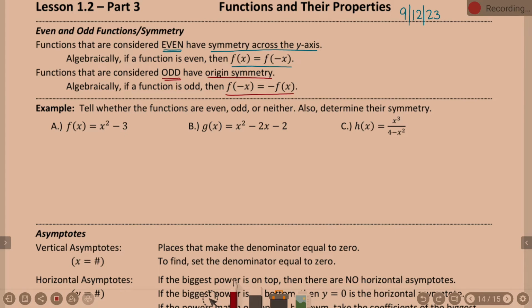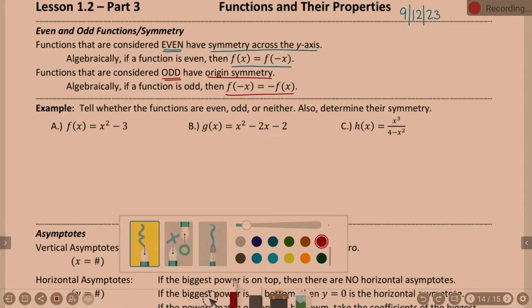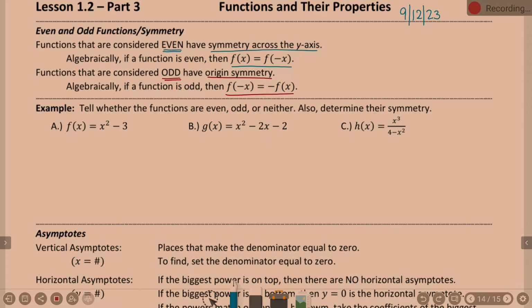We know f of x, right? f of x in example A is given as x squared minus 3. So first thing I'm going to find is f of negative x. So in order to find f of negative x, every place I see an x, I'm going to replace it with negative x. So this is supposed to be x to the second. So I'm going to make this negative x to the second minus 3.